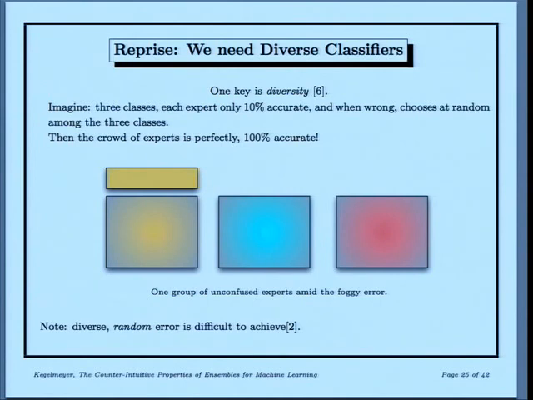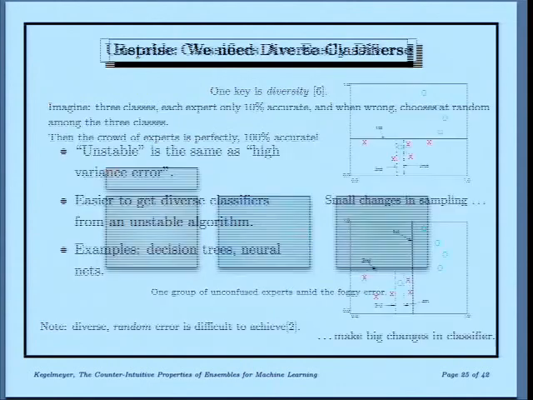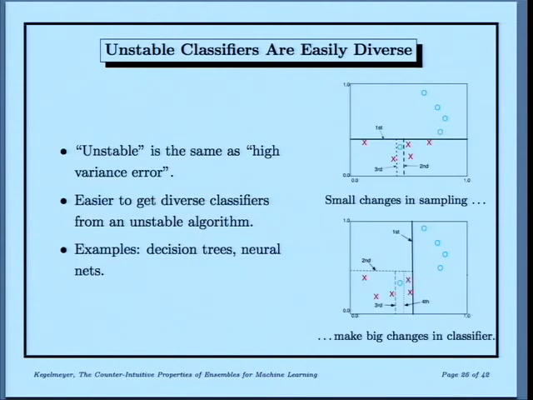Remember that one of the reasons ensembles work is diversity. This is just a reprise of the earlier slide. We want to have as much diversity among the classifiers as possible. Well, in the bagging context, unstable means the same as high variance error, means the same as likely to give you a diverse classifier.